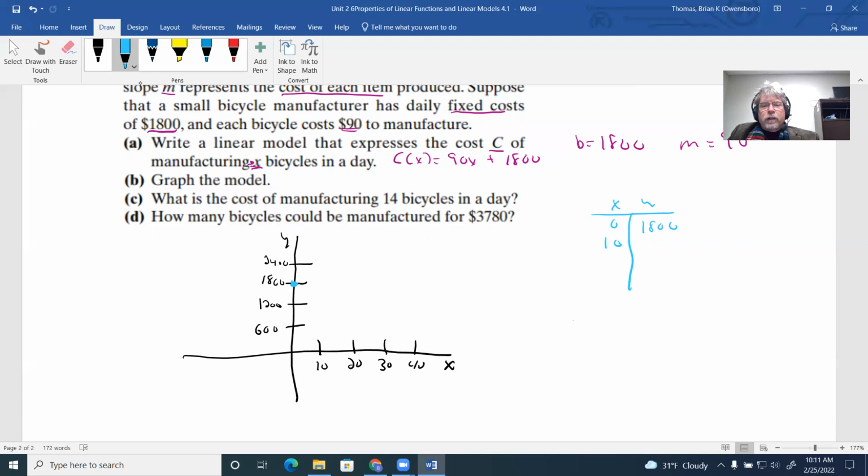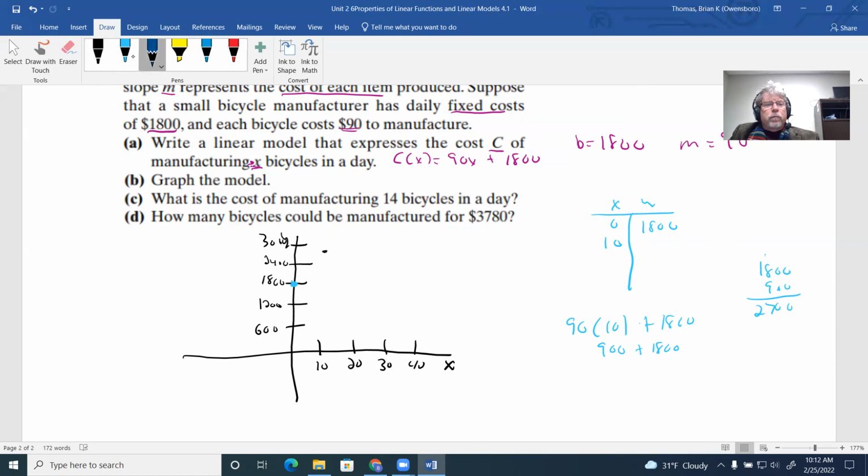So for 10, I'm going to have 90 times 10, which would be 900, plus 1,800. So 900 plus 1,800 is going to be my total cost at that point. So we're going to have 2,700. I'll probably need another tick mark there, and that's going to be like 3,000. So 2,700 would be somewhere in between, so 10 and 2,700 would probably be halfway.